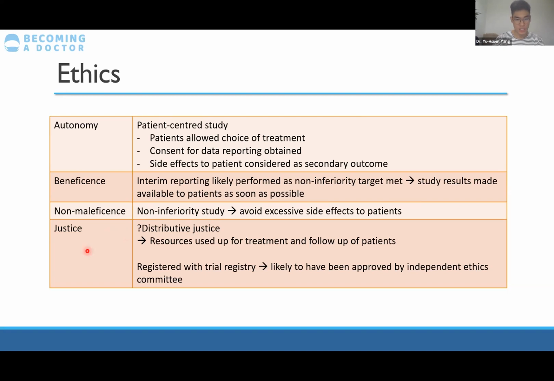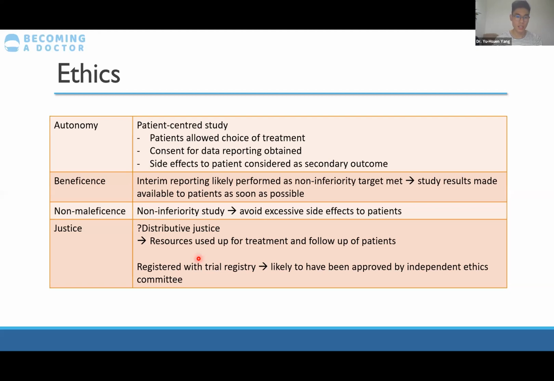And then finally, justice. So I think the distributive justice of this study could be called into question because potentially resources were used up for the treatment and follow-up of patients in centers or hospitals, which could have been used on inpatients who are not on the trial.